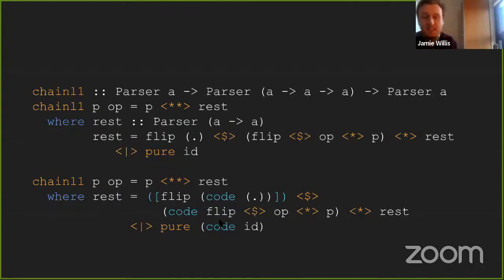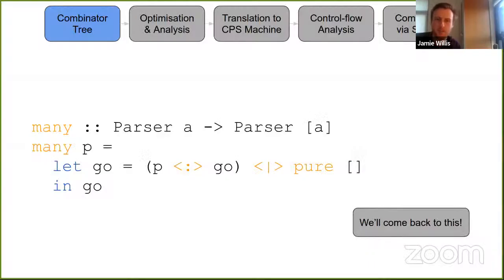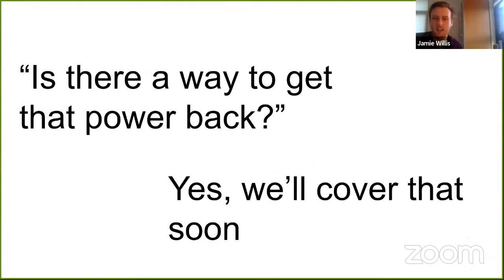So that's that. That's how you can get rid of bind in some quite common circumstances. Obviously, it doesn't work for everything. So if you have an if-then-else, that's probably a good candidate to start reaching for selectives. Selectives capture the idea of choice and decisions, so it's good to try and figure out how to use those. But what else? Earlier on, I mentioned that we have this problem of no recursive arguments. And I also mentioned that there was a way to get back the full power of bind. I'm going to cover that now.